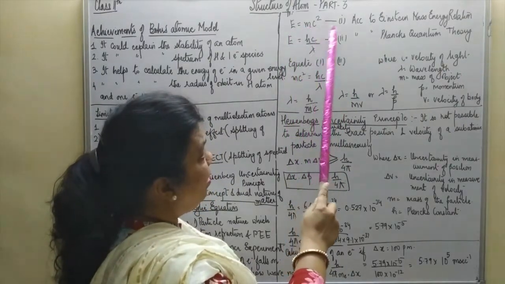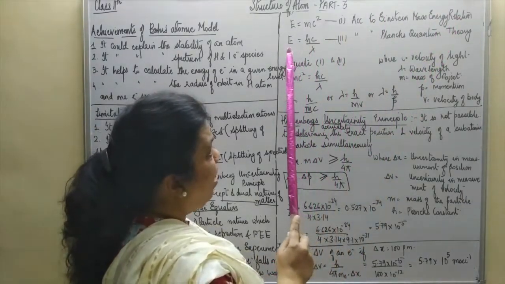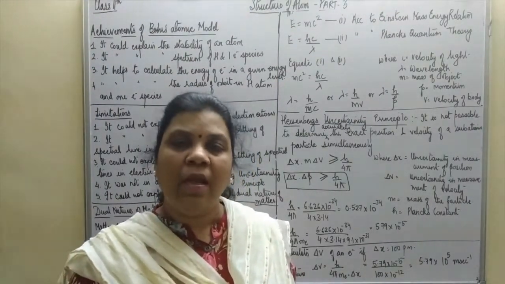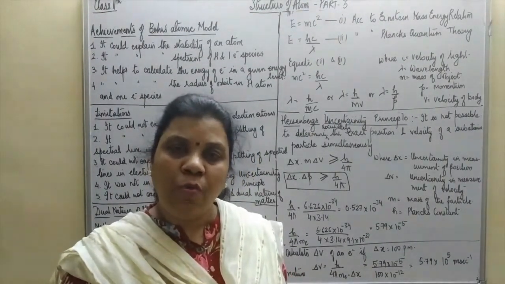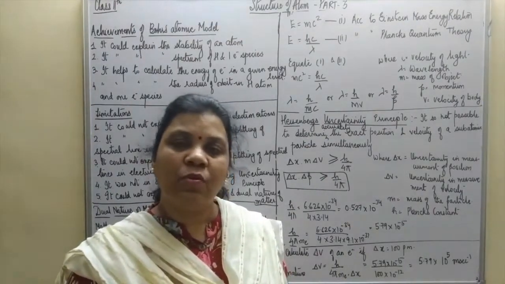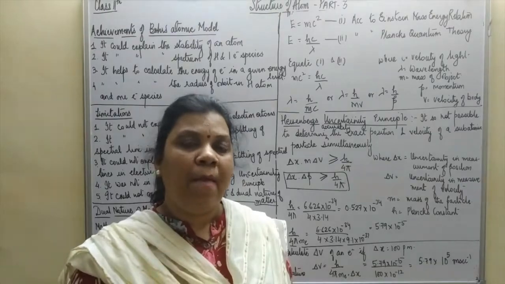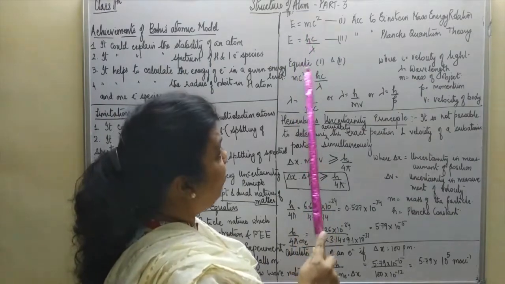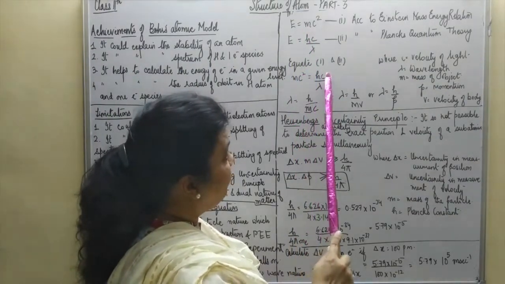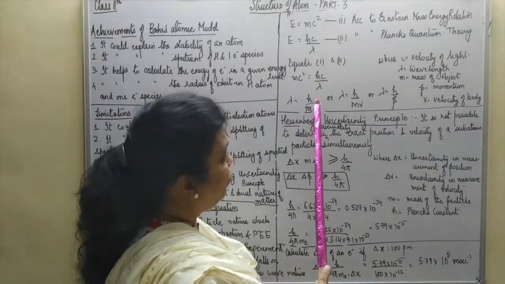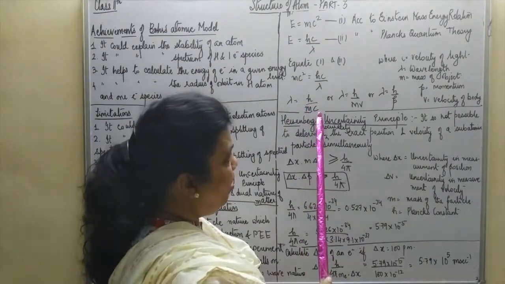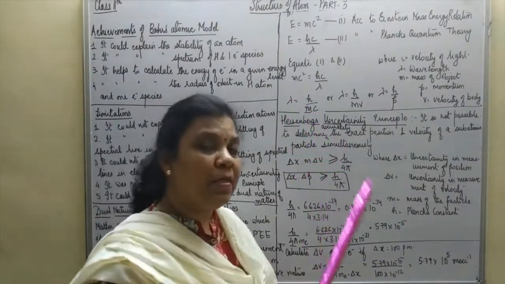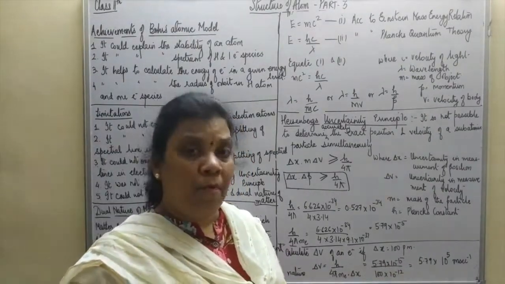E equals mc squared according to Einstein's mass-energy relationship, and E equals hc by lambda, because we know E equals h nu in accordance with Planck's quantum theory, and nu equals c by lambda. So E equals hc by lambda in accordance with Max Planck's quantum theory. So in equations 1 and 2 the LHS is the same. We can equate them, and on equating, the c cancels with this c. What is left is lambda equals h upon mc, where c is the velocity of light, lambda is the wavelength, h is Planck's constant, and m is the mass of the body.